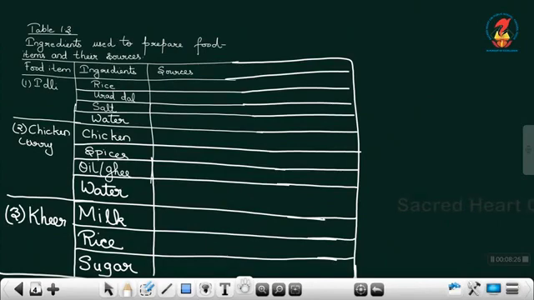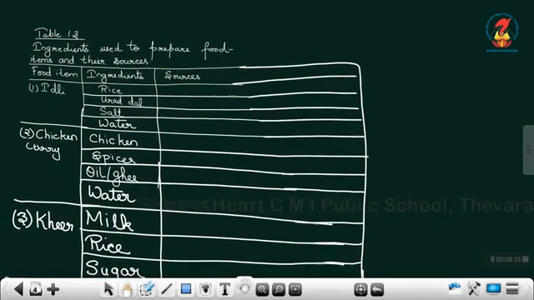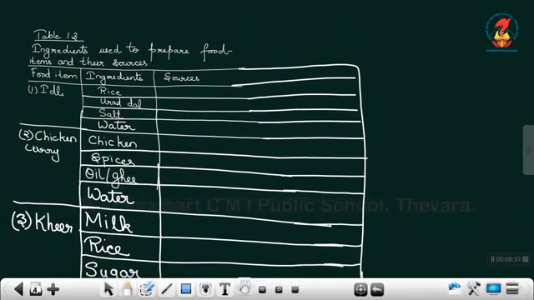Now, the first food item given is idli. The ingredient is rice. What is its source? We obtain rice from plants. So, please write here plant. What is the source for rice? It is plant. Urad dal, similarly, what is the source? It is plant itself. Now, from where do you get salt? You get salt from ocean or sea.